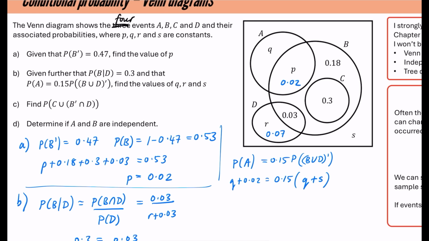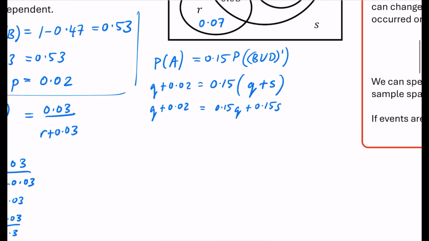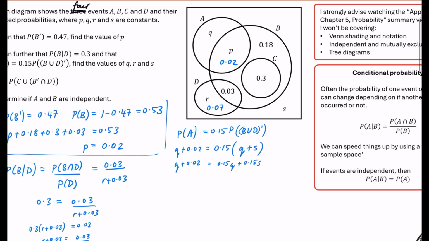So we've got now this equation, and it's a combination of Q and S in one single equation. So that's 0.15 Q plus 0.15 S. I'll come back to that. I might need to do something with that in a second. Now, there's one other fact that I haven't used, which we always use in these probability questions.